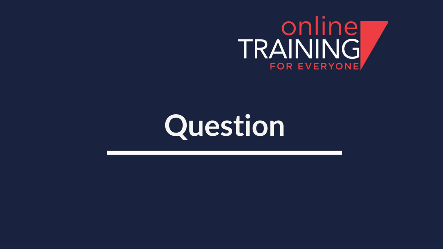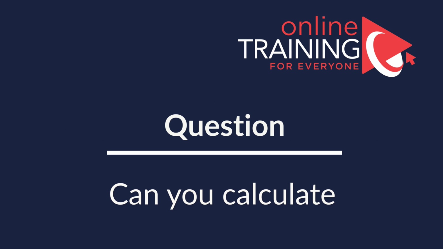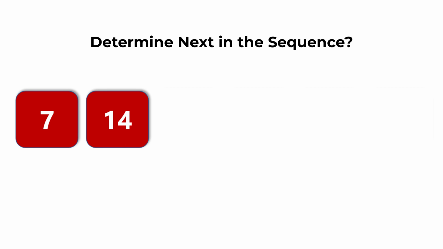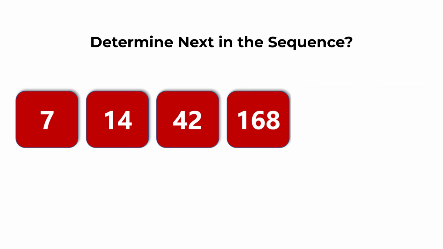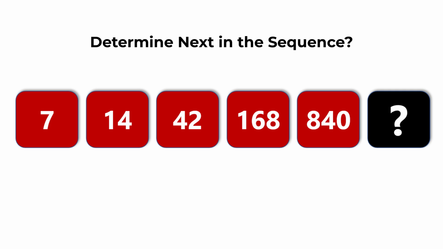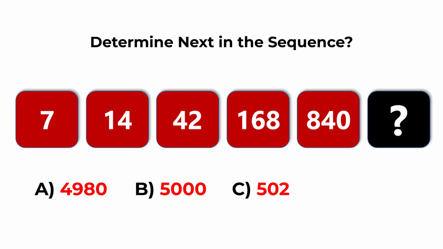Here's a sample of a sequence question you might frequently get on the test. You need to determine what comes next in the sequence, and you're presented with the series of numbers. The numbers are 7, 14, 42, 168, 840, and then comes the missing number. You need to select the missing number from 4 different choices. Choice A, 4,980. Choice B, 5,000. Choice C, 5,020. And choice D, 5,040. Do you see the answer?